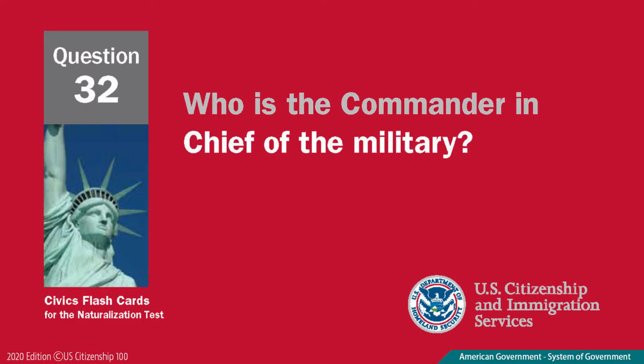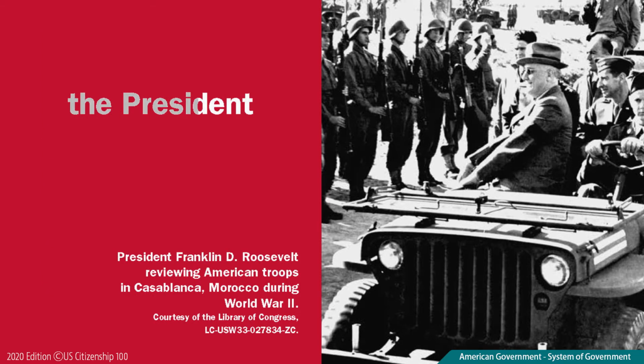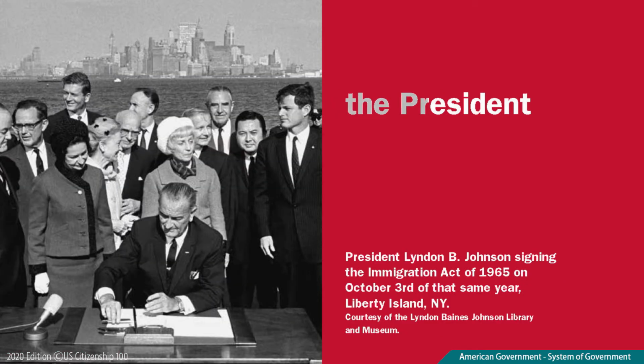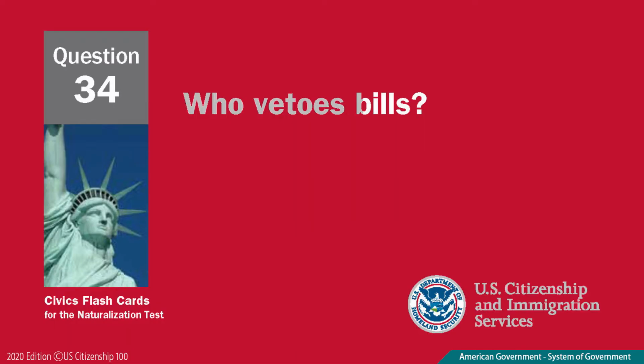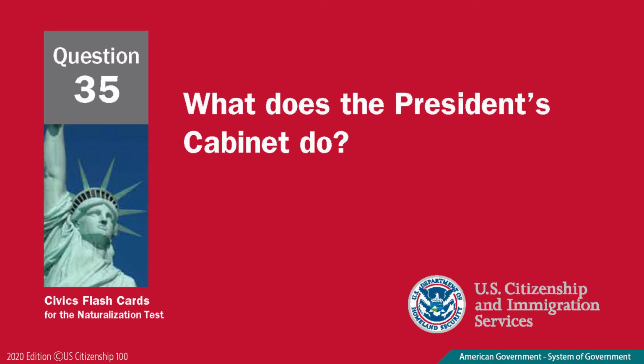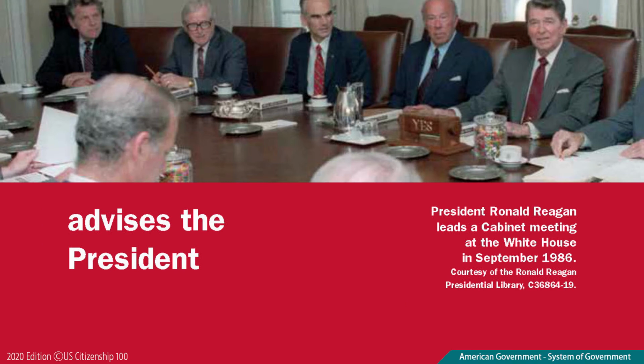Who is the commander-in-chief of the military? The President. Who signs bills to become laws? The President. Who vetoes bills? The President. What does the President's cabinet do? Advises the President.